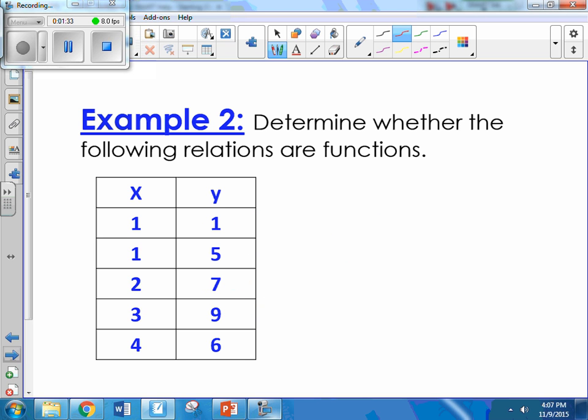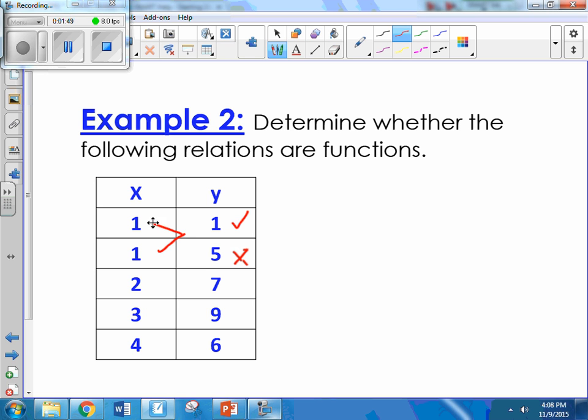Let's look at example 2. In example 2, they put 1 in for x, got 1 out for y, but then they put 1 in for x and got 5 out for y. So they got two different output values for the exact same value that I put in.